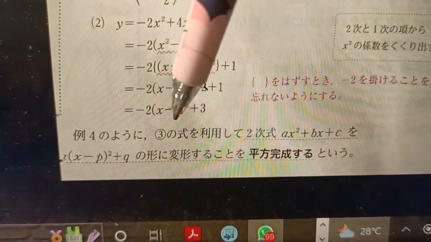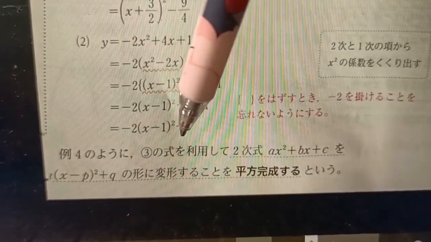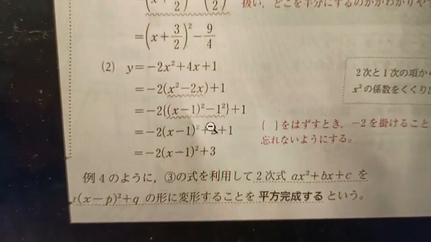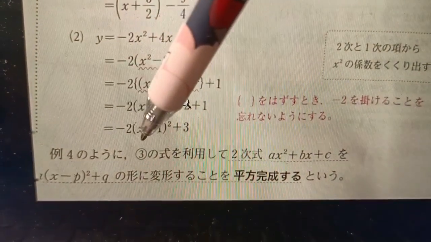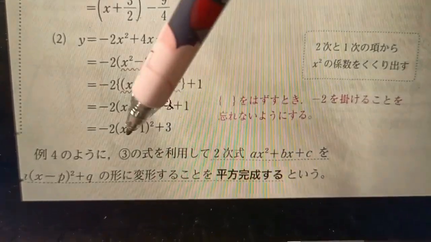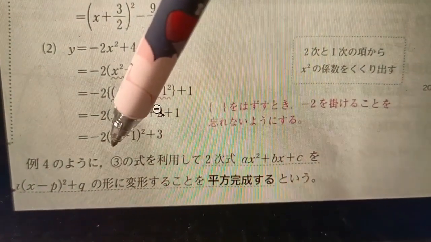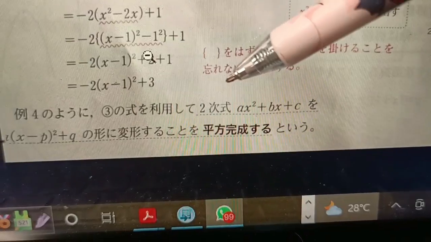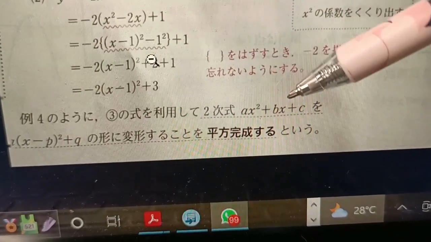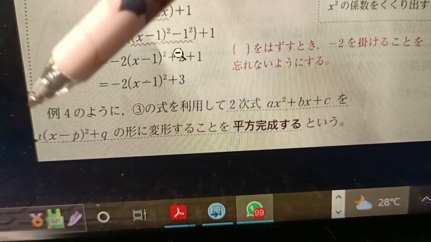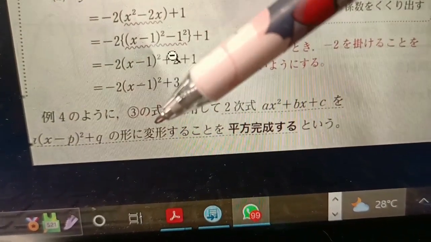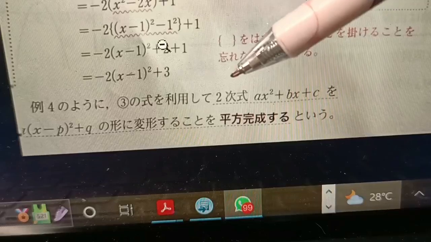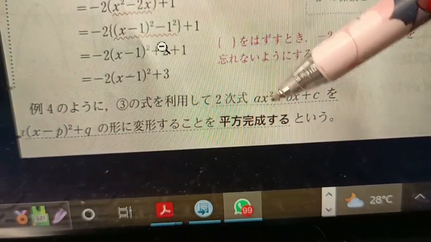By using just like the example 4, by using the transformation 3, this one, number 3, this one, transformation 3, a quadratic expression ax quadrat plus bx plus c is transformed into the form a in the bracket x minus b quadrat plus q. This is called completing the square.